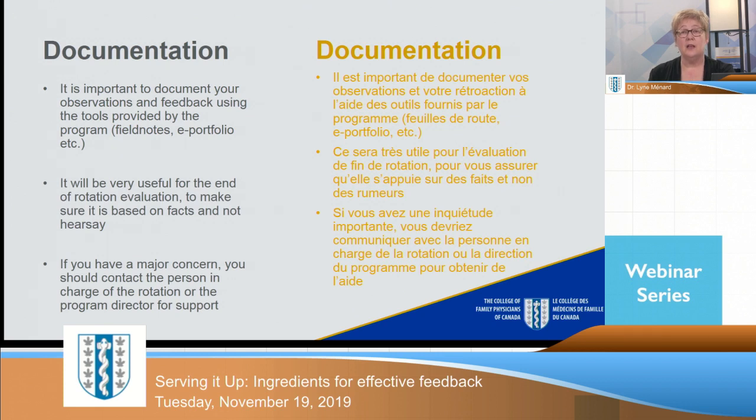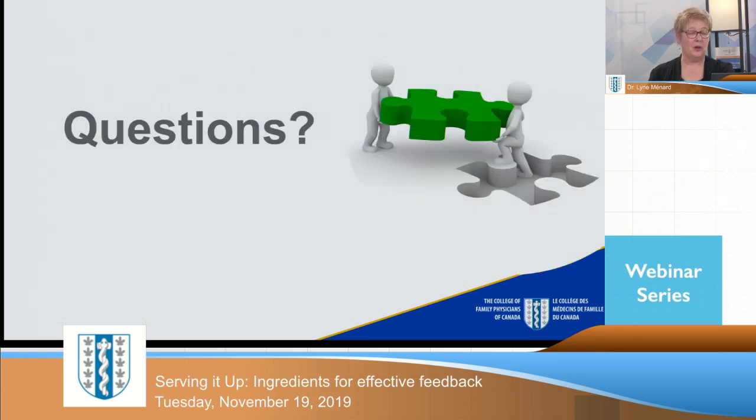But if it's behavior that happens repetitively, well, it will show up on field notes, and then the competency committee will have material to make a diagnosis and put a learning plan together to help the learner achieve competency. And the earlier that diagnosis, well, the better for the learner. And if you do have a major concern with a learner, you should contact the person in charge of the rotation or the program director for support. And if you do have to contact the person in charge, well, you should inform your learner that you will do so. And now we have a few minutes for questions.